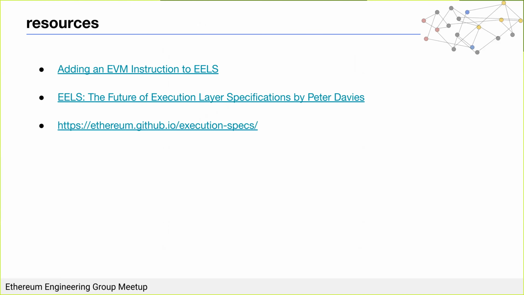So we go through what it looks like to add the opcode, implement the opcode, and teach the interpreter how to run the opcode. And then Peter actually gave us a nice talk about the execution layer specifications, and then we have a link to the specifications themselves.